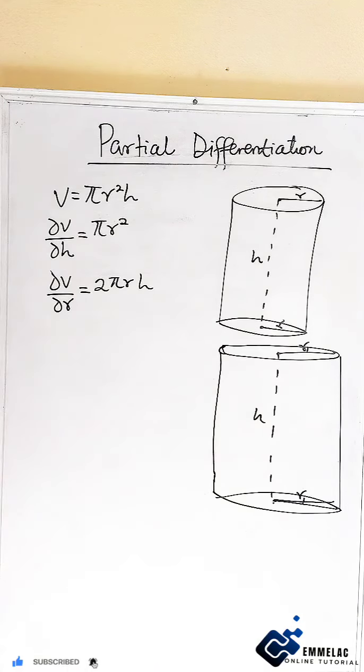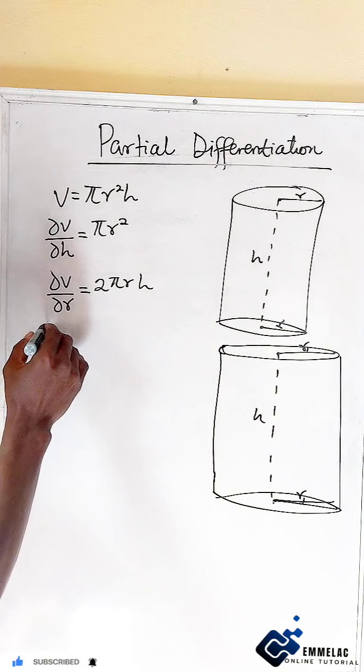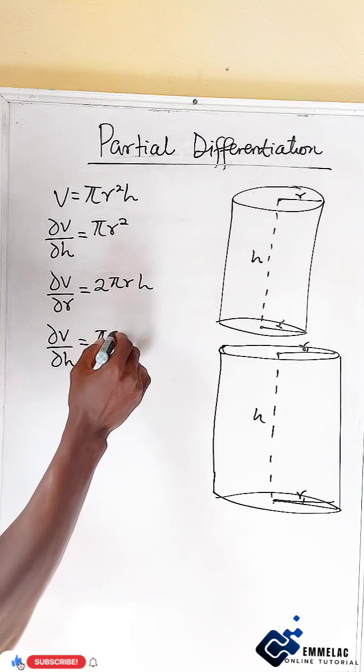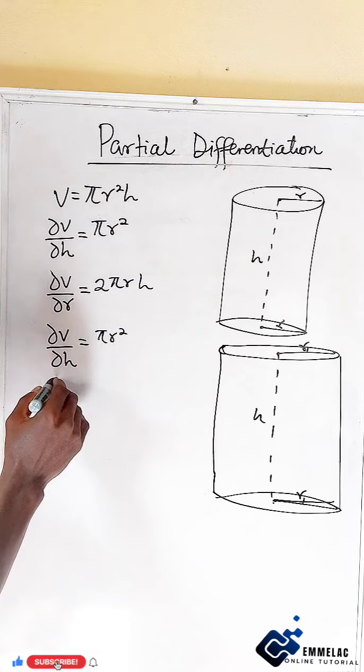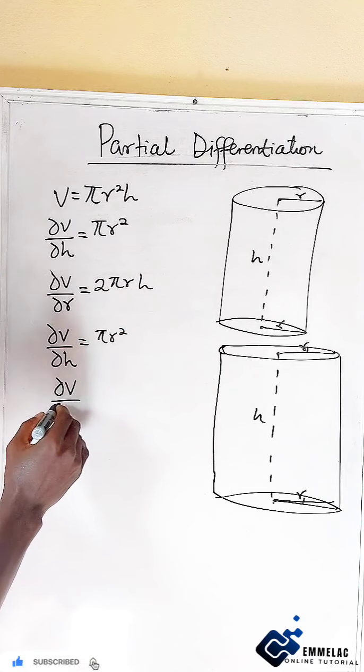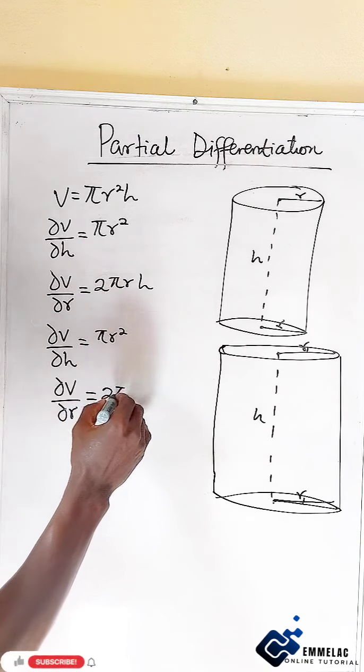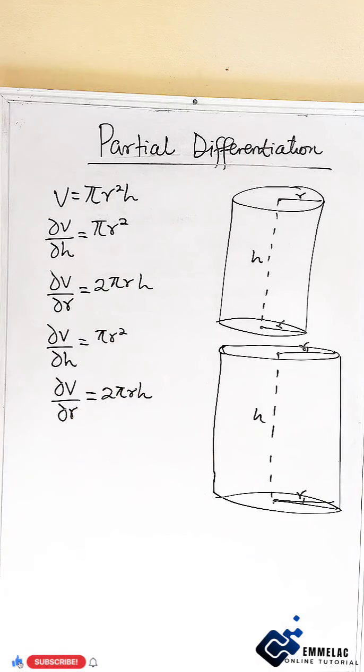So the partial derivative of the volume with respect to height is given as pi r squared, and the partial derivative of v with respect to r is 2 pi r h. This is just the beautiful trick of partial differentiation, and it is as simple as it is. That is all we need to know, which is the basics of partial differentiation. Now let us look at some examples.